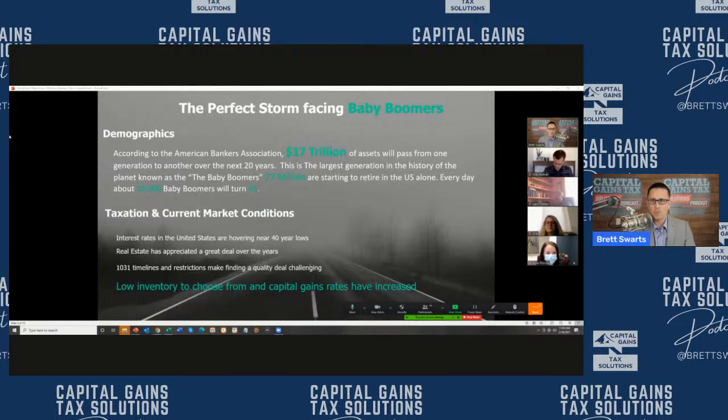Well, that's going on right now, literally, with what the American Bankers Association has found: about 17 trillion, upwards of 20 trillion now, of assets will pass from one generation to the next in the next 20 years. This is known as the largest wealth transfer in the history of the planet. About 77 million baby boomers are starting to retire, and about 10,000 are turning 65 every day.